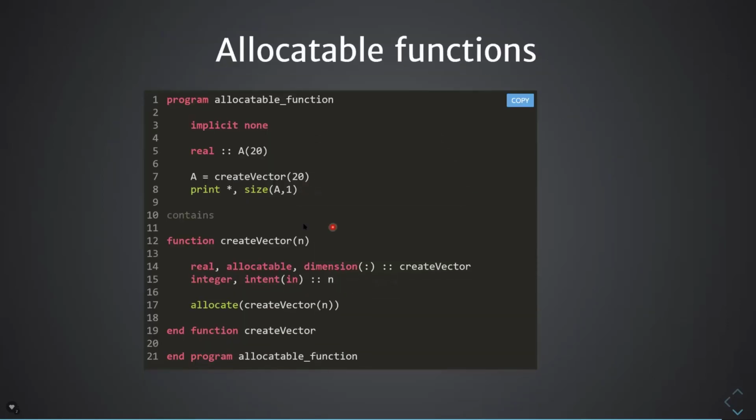The same thing with functions. You can have a function that is create vector. Here is a real, allocatable, dimension(:). So this is a vector, and I create the vector here, and it will allocate it here and return it back. It's also a nice way to implement your own allocation routines that do some initialization of your data structure as well.